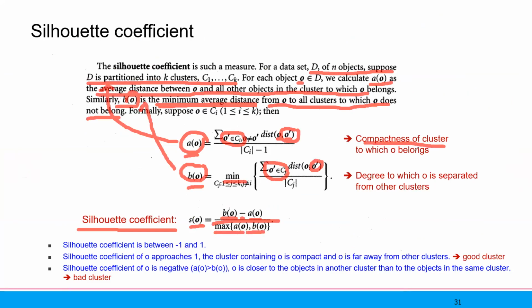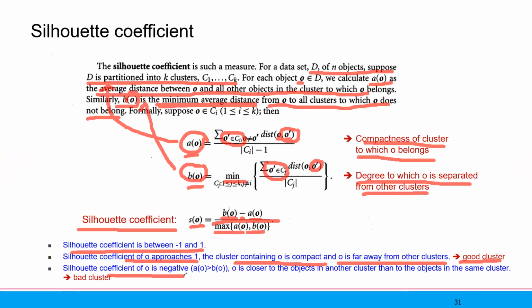Because this is the compactness of the cluster to which O belongs, and this is the degree to which O is separated from other clusters. So the silhouette coefficient is between -1 and 1. If it is nearby 1, then the cluster containing O is compact and O is far away from other clusters. So we call this good clusters. But if it is negative, then O is closer to the objects in another cluster than the objects in the same cluster. So it is a bad cluster.